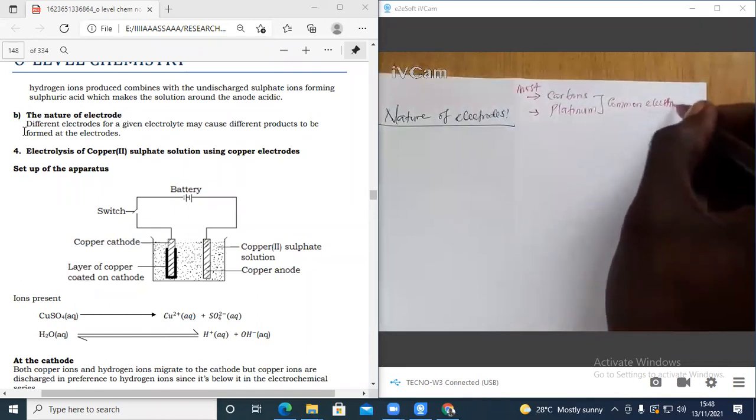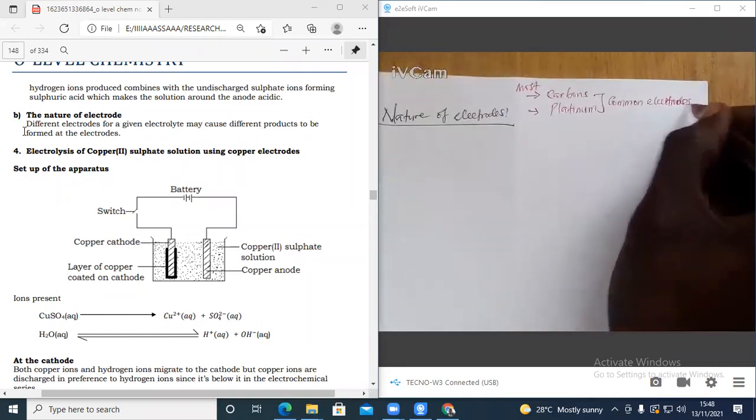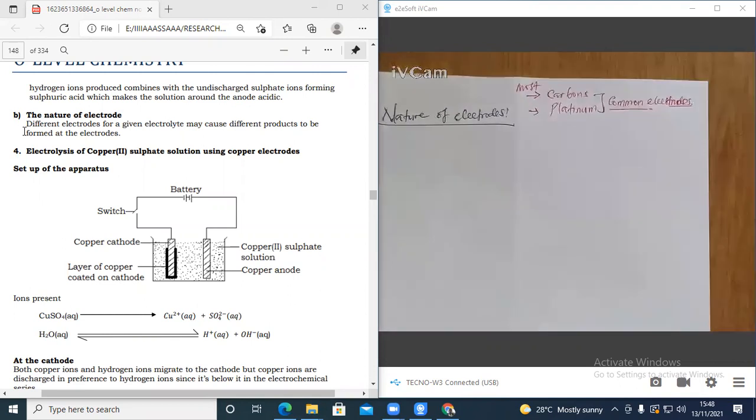Now, if you make a mistake in chemistry and alter the electrodes, this is what happens to them.